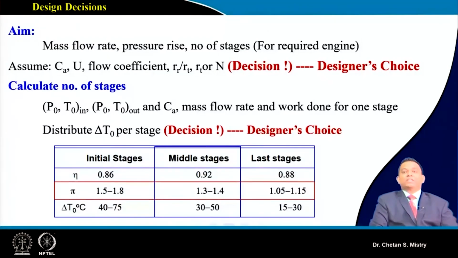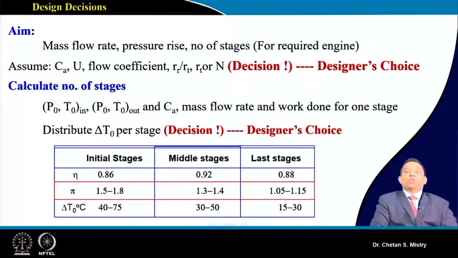We started discussing the very first part. Suppose you are planning to design an axial flow compressor for an aero engine or for a land based power plant. The very first requirement is the mass flow rate. For an aero engine, my thrust requirement is a function of my mass flow rate, and that is of great importance. So that is a parameter we need to decide.